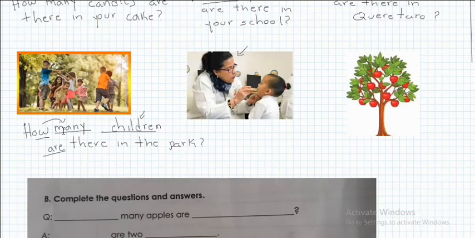So, in the fifth case, I need to know about the doctors that work in a hospital, okay? So, first I have to write what? How what? How many, okay, how many, and later, in this case the doctors I'm talking about, so how many doctors are there in the hospital?